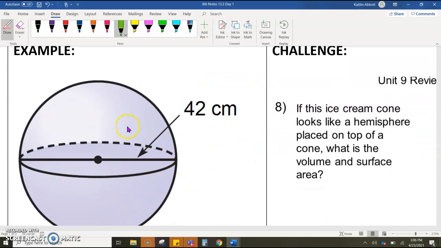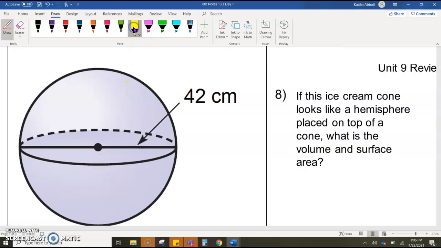All right, so here's my first example. I notice that the line goes all the way across.